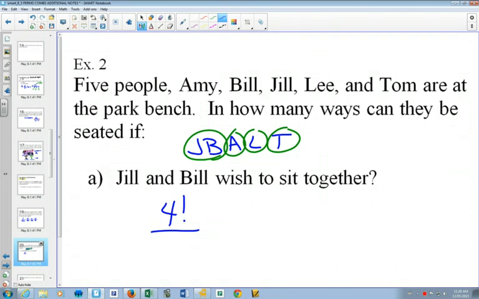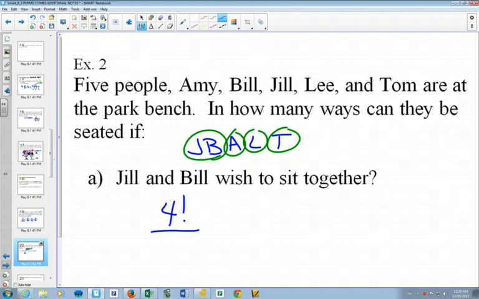Some people have trouble imagining a single person as a group. If that's hard for you, you can imagine Jill and Bill being glued together. And you might know some couples like that, that no matter where you see one, you see the other one. And now this is like 4 people.